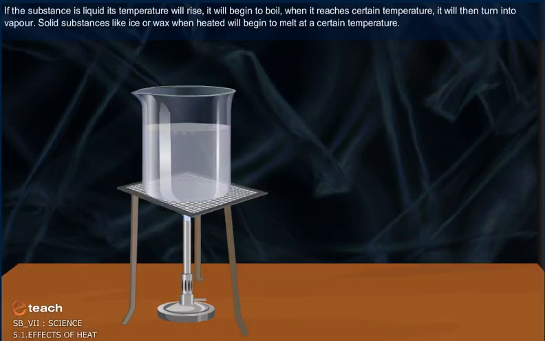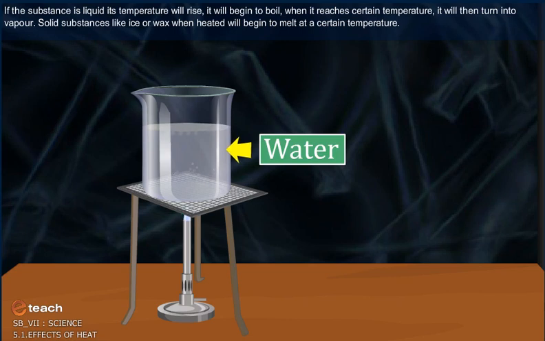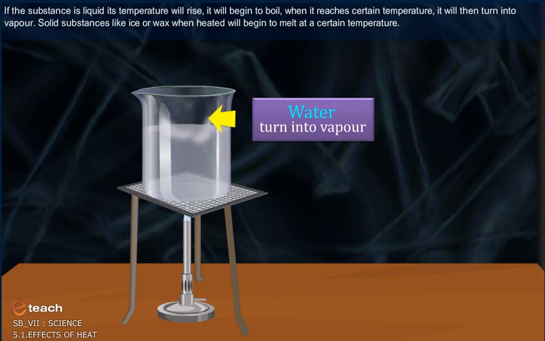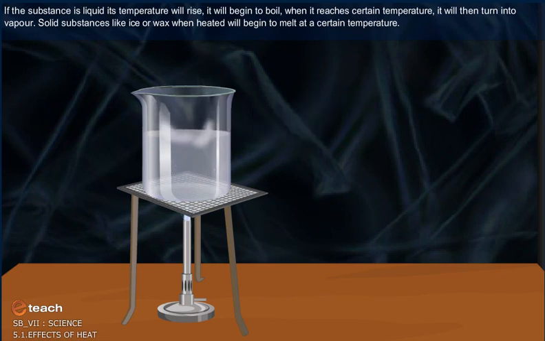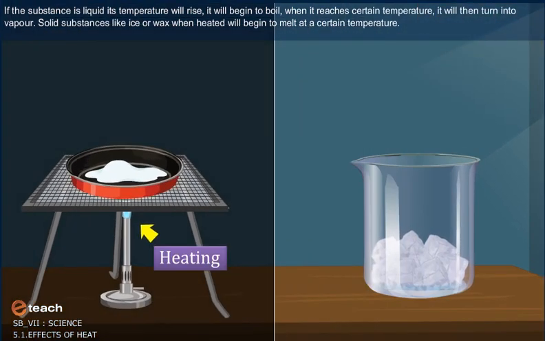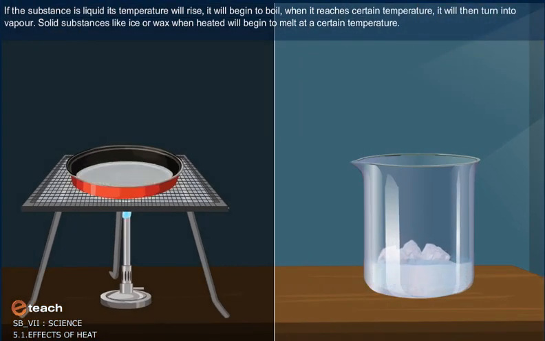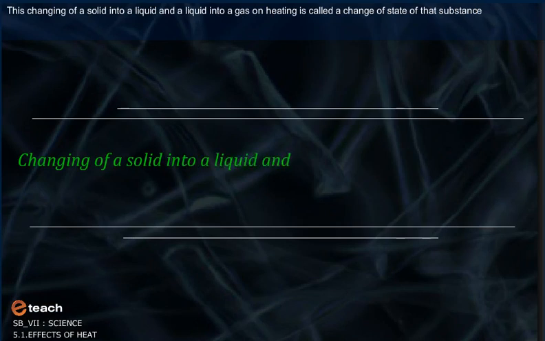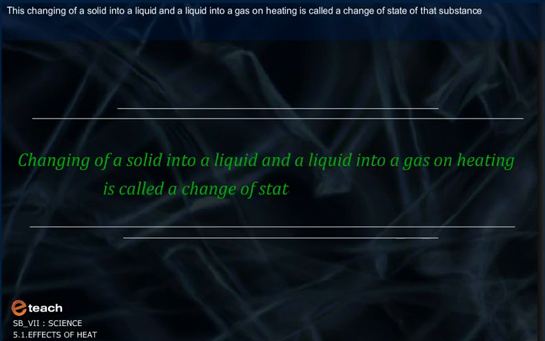If the substance is liquid, its temperature will rise. It will begin to boil. When it reaches a certain temperature, it will then turn into vapor. Solid substances like ice or wax, when heated, will begin to melt at a certain temperature. This changing of a solid into a liquid and a liquid into a gas on heating is called a change of state of that substance.